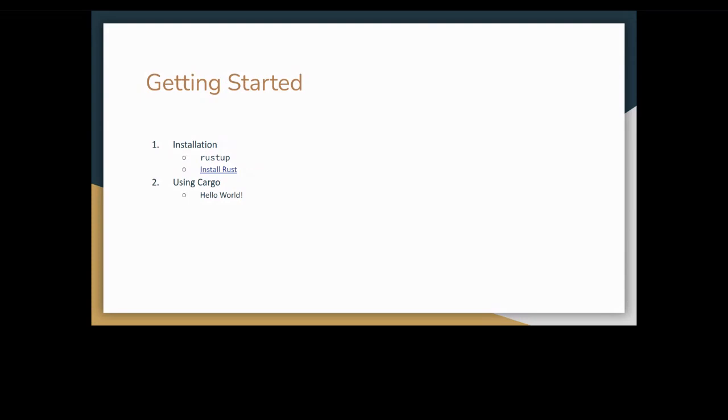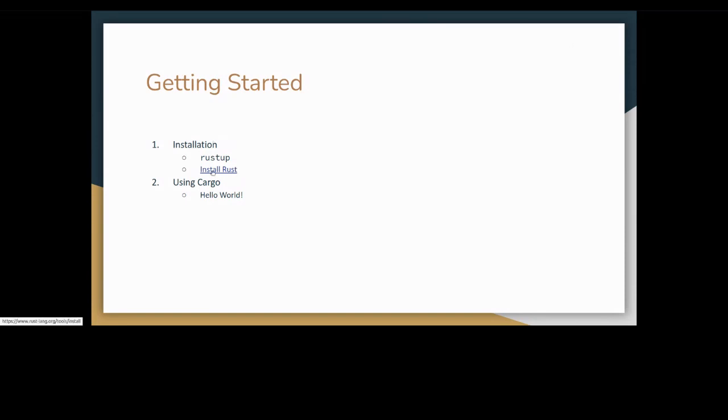Getting started. First thing we got to do is install Rust, of course. So we're going to use a cool tool called RustUp, which is short for Rust Updater. And basically the way RustUp works is you type rustup update into your command line and it'll update and install Rust. But obviously first we have to install that.